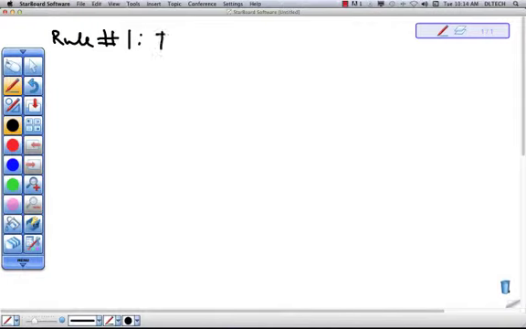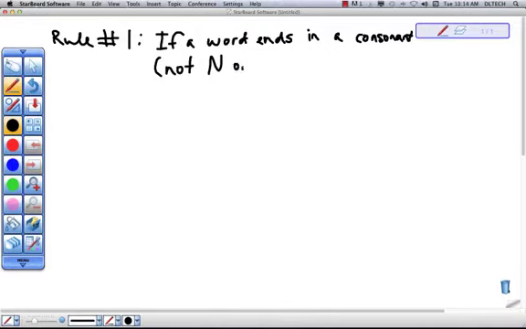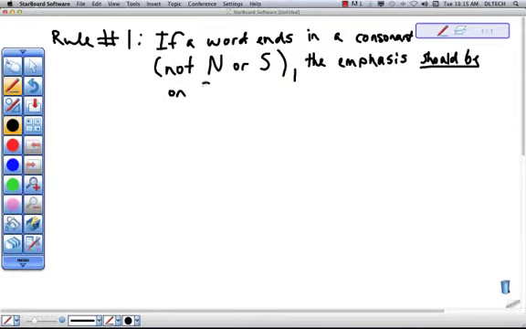So, rule number one states that if a word ends in a consonant, not N or S, the emphasis should be on syllable number one. Don't get confused. A lot of this will make sense when I keep going, okay?